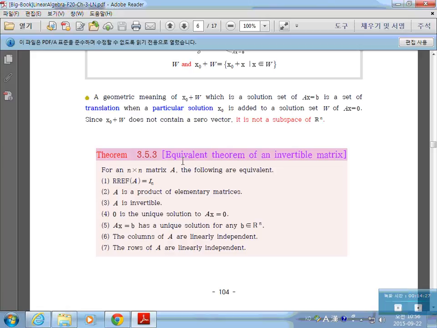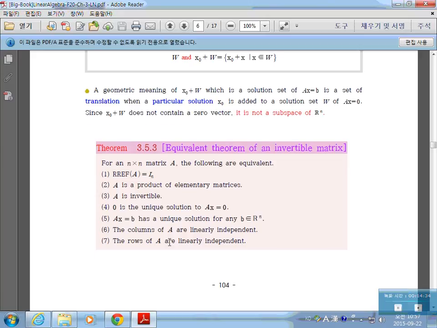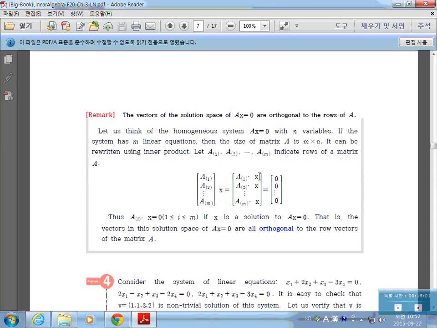Okay, Theorem 3.5.3 is the invertible matrix theorem. So now we can add a couple more. We had this, and we had this already. Now we add: 0 is the unique solution to AX equals 0, and AX equals B has a unique solution for any given vector B in Rn. So we added one more equivalent statement to the invertible matrix theorem.